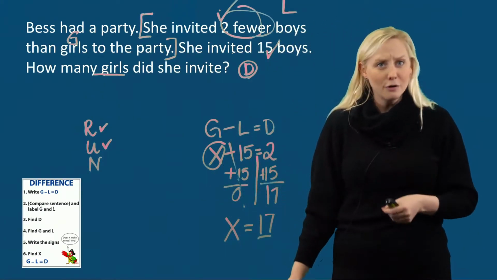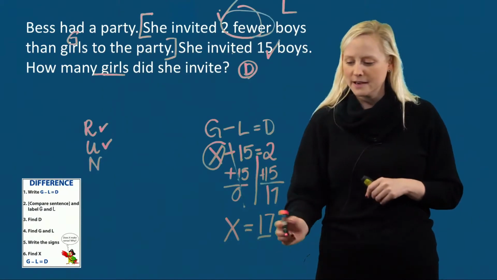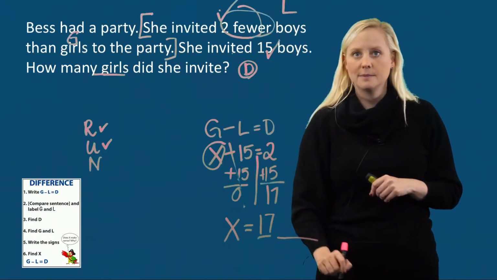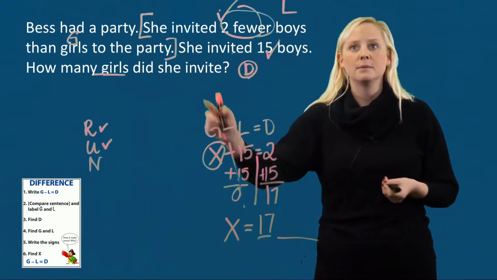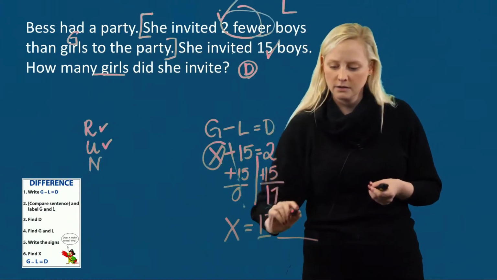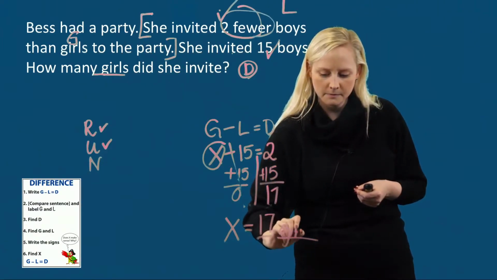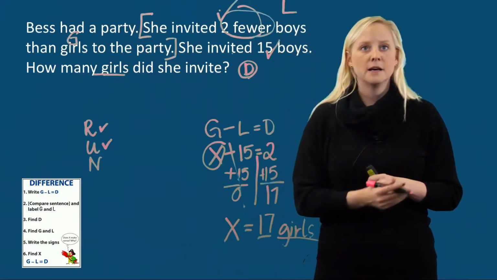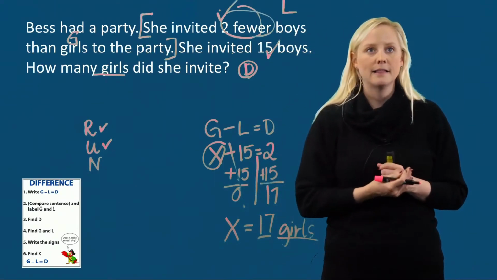But that number is lonely. That number needs a label to keep it company. So my number and my label. All I need to do to find my label is to look and see what I underlined. Girls is my label. So I'm going to write it here. Now I have my number and my label.